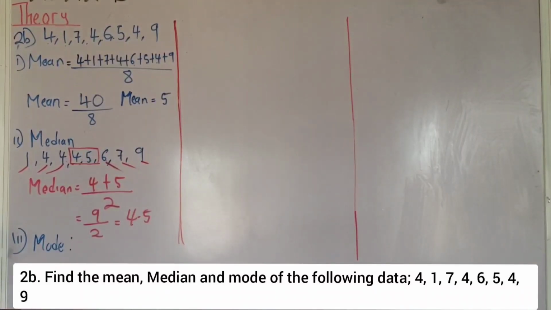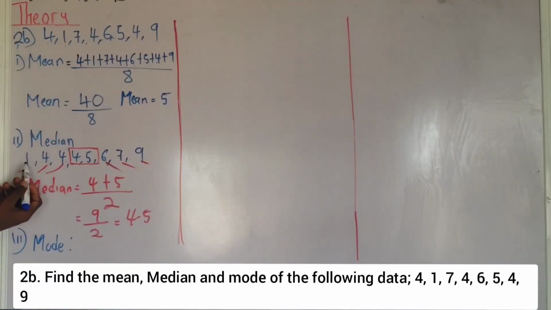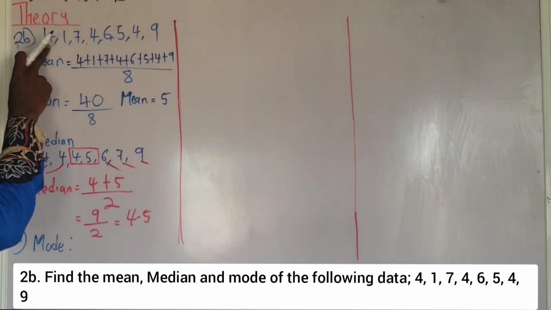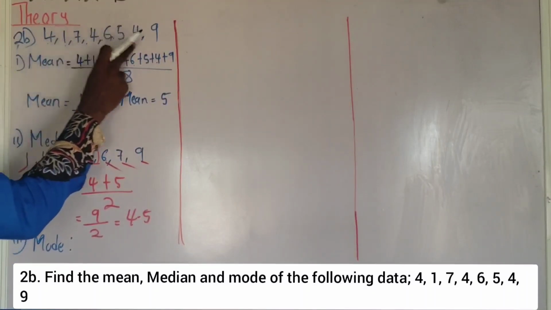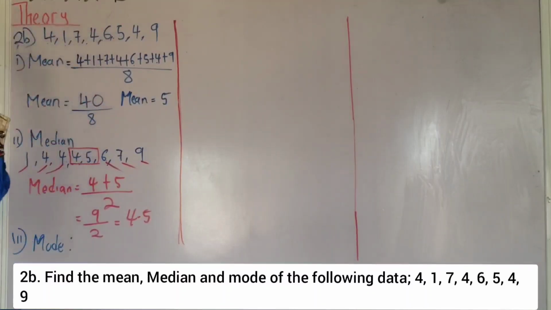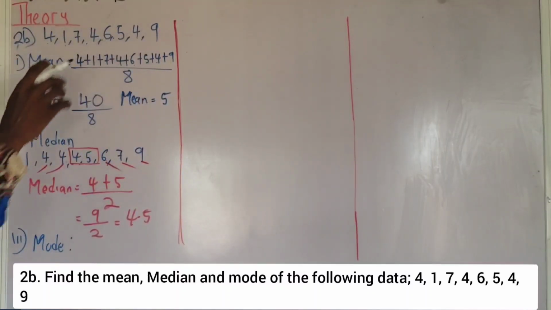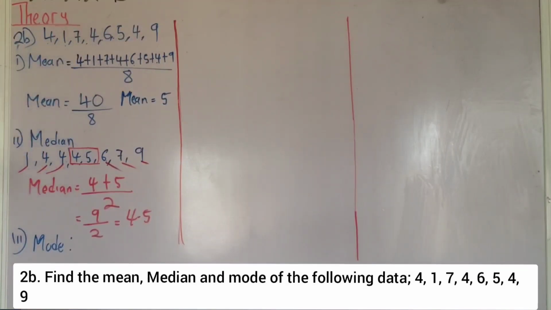The number that occurs the most in our data set is called the mode. Let's start with 1. We have 1 how many times? 1 occurs 1 time. Then after 1 we have 4. 4 occurs 3 times. We have 1, 2, 3. Then we have 5. 5 occurs 1 time. 6 occurs 1 time. 7 occurs 1 time, and 9 occurs 1 time. So the most occurring number, the number that has the highest number of repetitions, is called the mode.